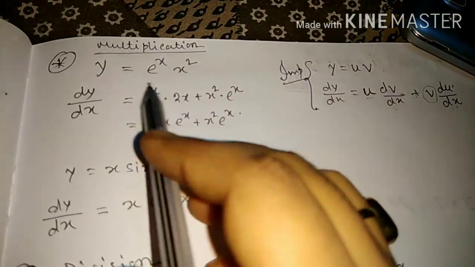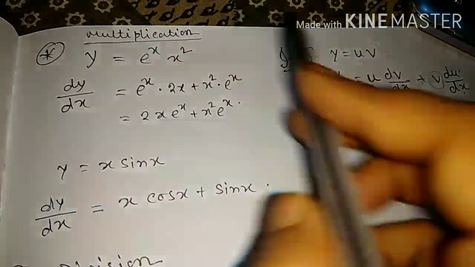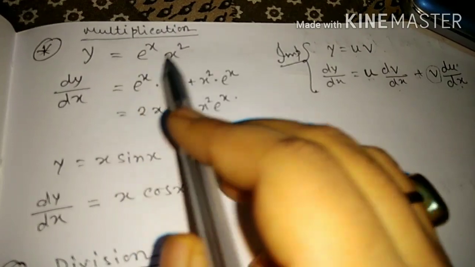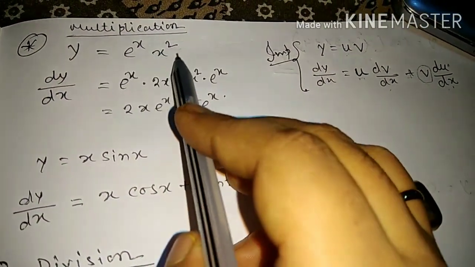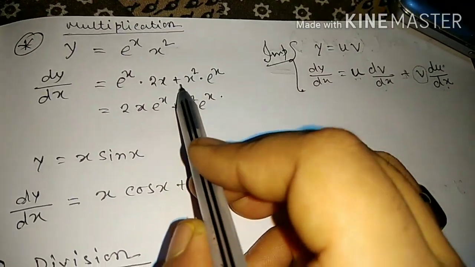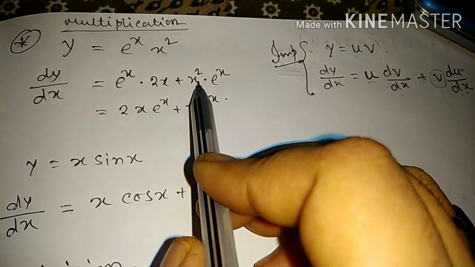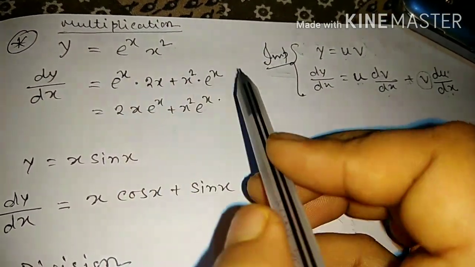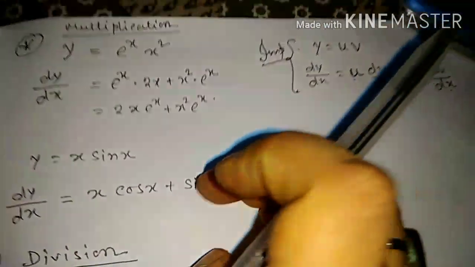So let's take one example, y equals e to the power x into x square. So dy by dx, as per this rule, equals u into dv by dx. This is u, this is v. So u into dv by dx, the differentiation of the second term, that is 2x, plus v du by dx. v means x square remains as it is, and the derivative of e to the power x is e to the power x. This is the differentiation of this one.